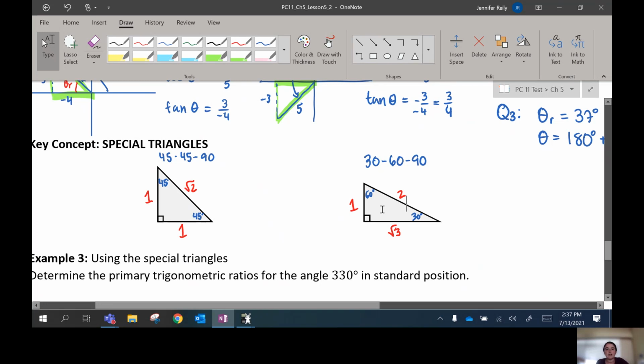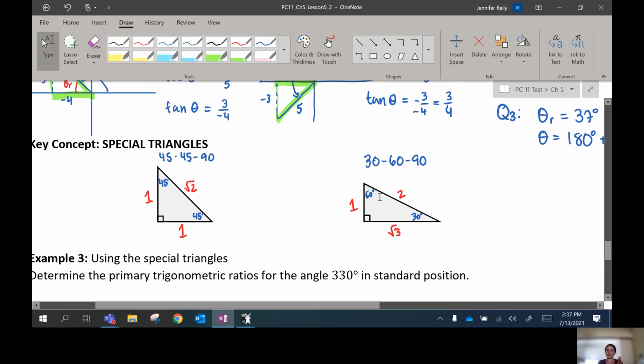And the way that I like to remember where to put the numbers is this. The root 3 always goes next to the 30. It's on the leg next to the 30. So the 3 is next to the 3. That's kind of how I memorize it. And then the 2 is the largest of these three numbers, so it would, of course, go on the hypotenuse. And then the 1 goes on the leg next to the 60. 1, 2, root 3. So these are the two special triangles.